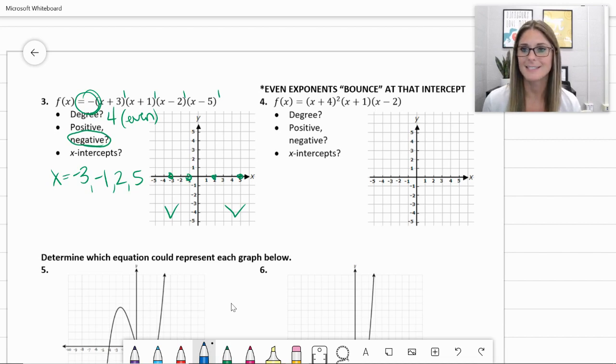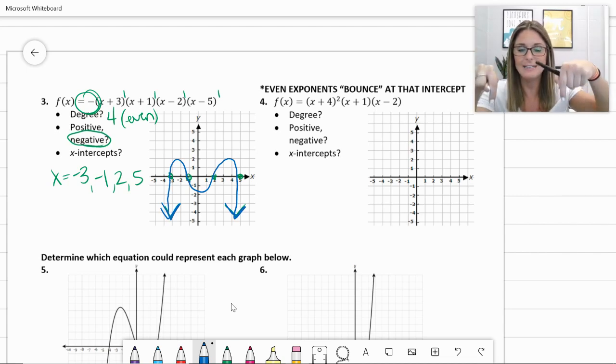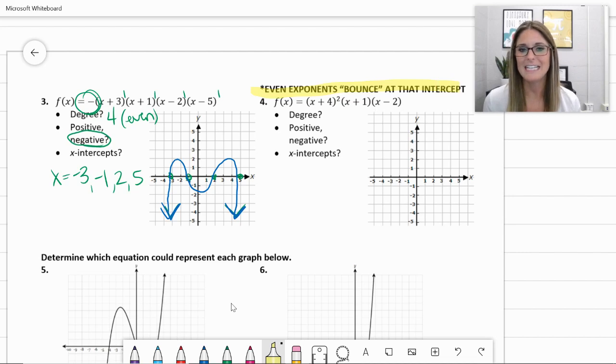All right, let's sketch it. So I know where I'm starting. My arrows are down. I'm going to go through, and back down. So my arrows are both pointing down for even and negative, and I've shown those x-intercepts. Notice the bold and the star. Even exponents bounce.